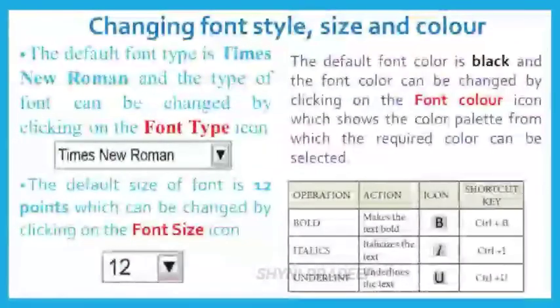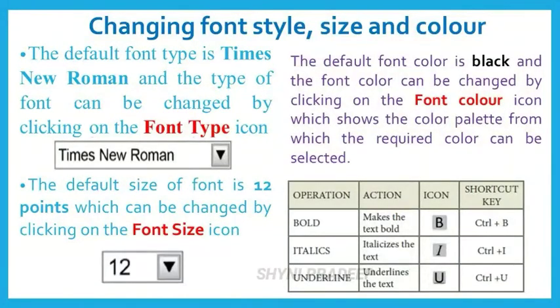So now let us see about changing font style, size and color. The default font type is Times New Roman, and the type of font can be changed by using the font type icon. So default font type is what? Times New Roman. The default size of font is 12 points. You can change the size of font by clicking on the font size icon. And the default font color is black. If you want to change the font color, you can click the font color icon.